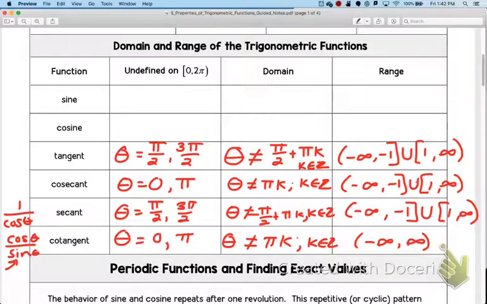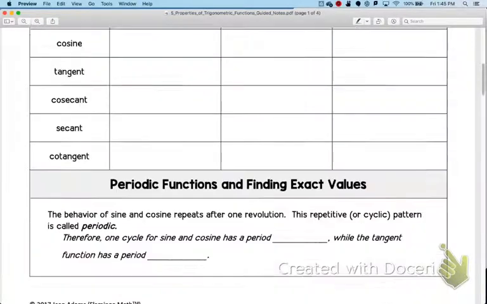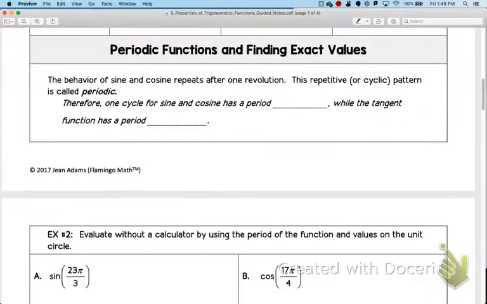Okay, pause if you need to. If not, let's move on to periodic functions and finding exact values.